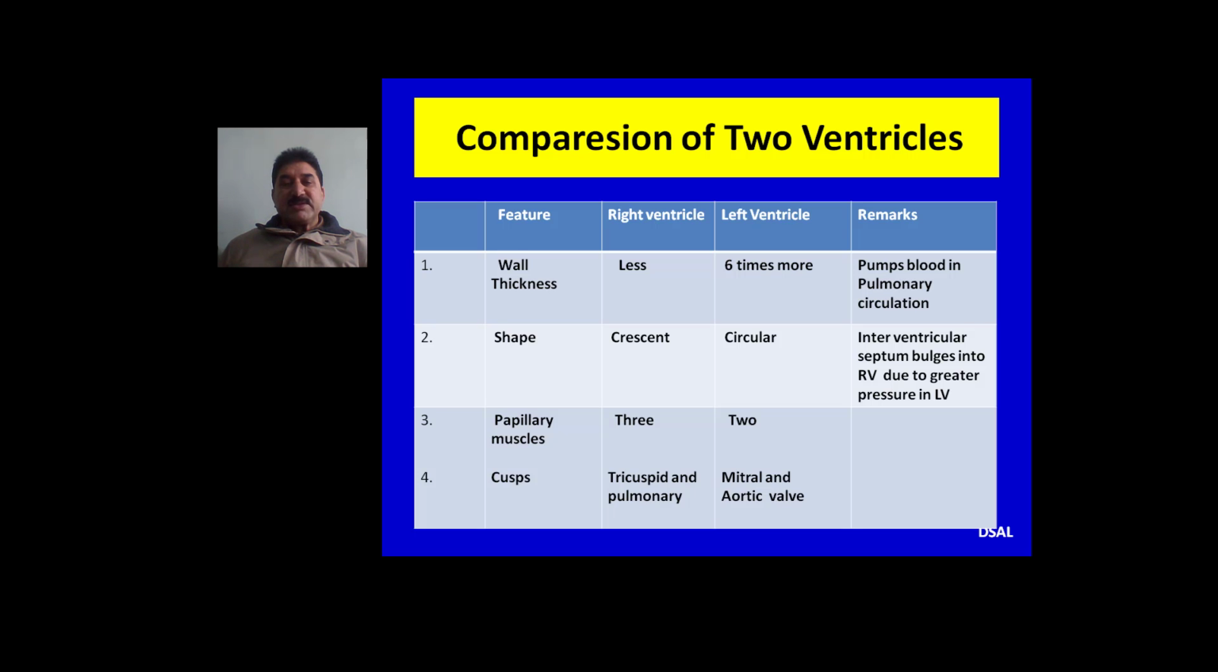In right ventricle, there are tricuspid and pulmonary valves, whereas in the left ventricle, there are mitral and aortic valves. Tricuspid valve is between the right atrium and right ventricle. It is guarded by 3 cusps, whereas mitral valve is between the left atrium and left ventricle. It is guarded by bicuspid valve.